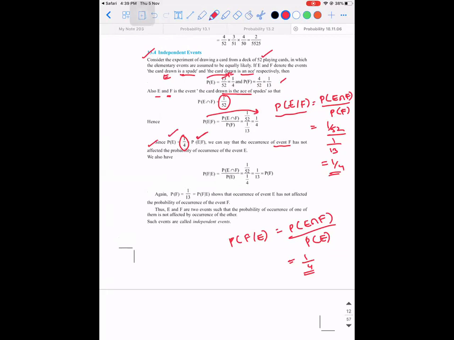Similarly, if you try to calculate F given E, the probability of F given E will come out as 1 by 13. And the probability of F is also 1 by 13. So if probability of F given E is equal to probability of F, if this kind of condition comes out, then these two events, E and F, are said to be independent events.